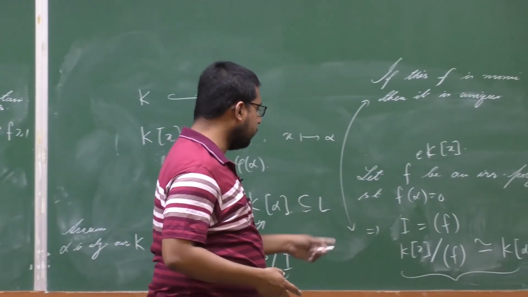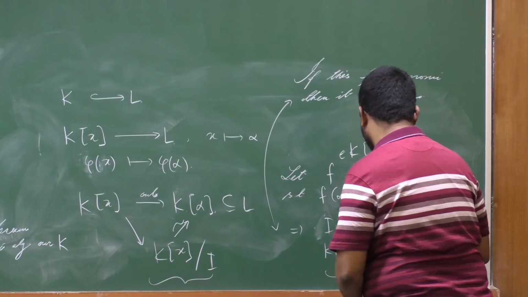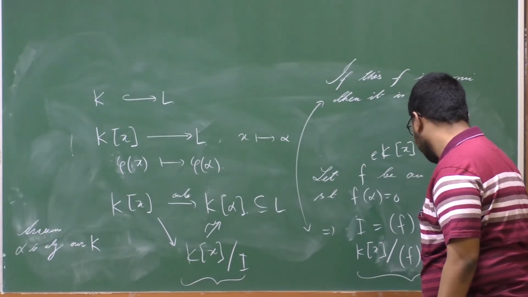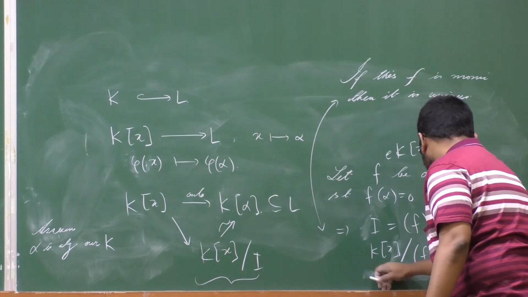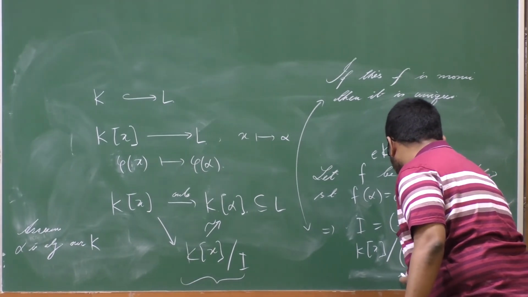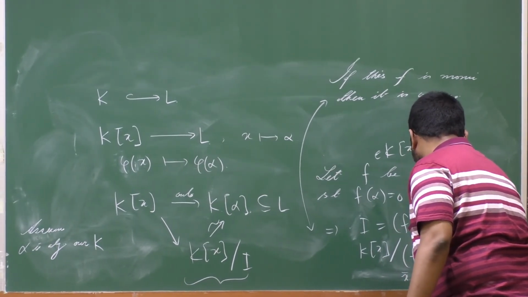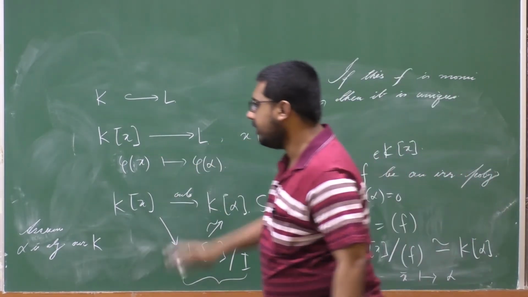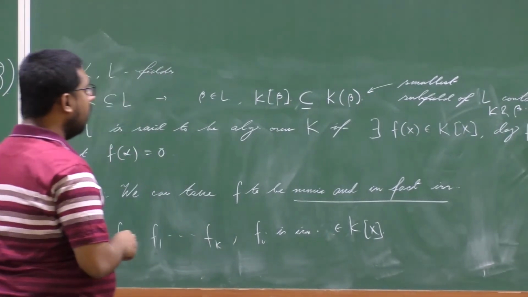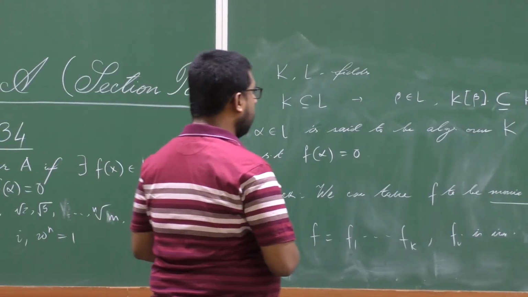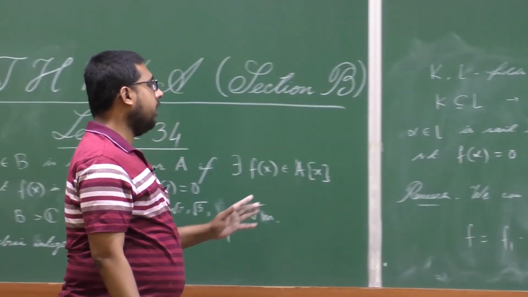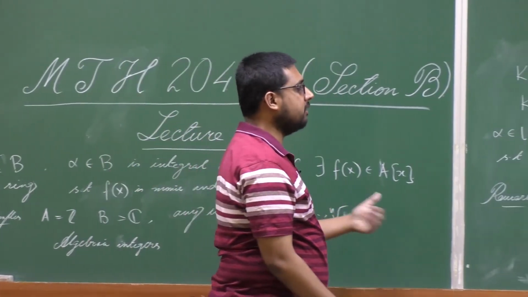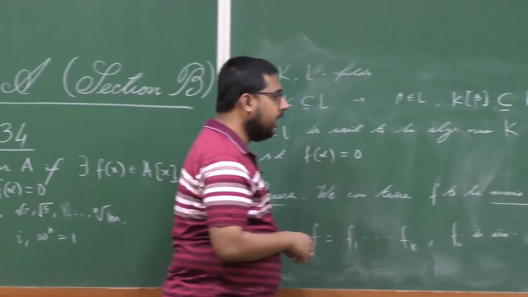All right, and also another point to be noted here, that this homomorphism sends x bar, that is the coset of x, to alpha, which is clear from this anyway. Okay, so this is what we obtain when, in an extension of fields, an element is algebraic over the bottom field.